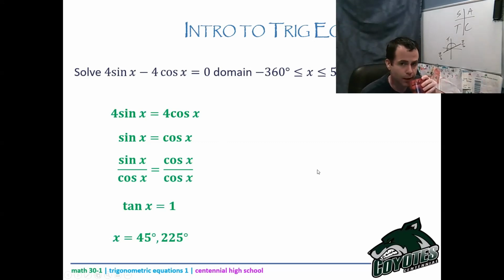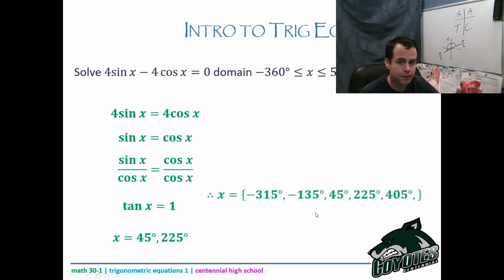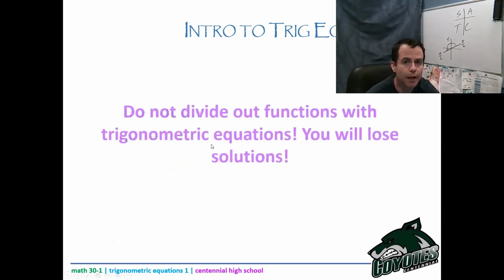And you should end up with negative 315, negative 135, 45, 225, and 405. The only one that you couldn't do with the ones I just described there was the 225 plus 360. That ended up giving you 585, which was outside of your window. Okay, awesome. So again, just a reminder, do not divide out functions with trigonometric equations. You will lose your solutions. So be very, very careful of that, because if you lose your solutions, you lose a bunch of marks as well.